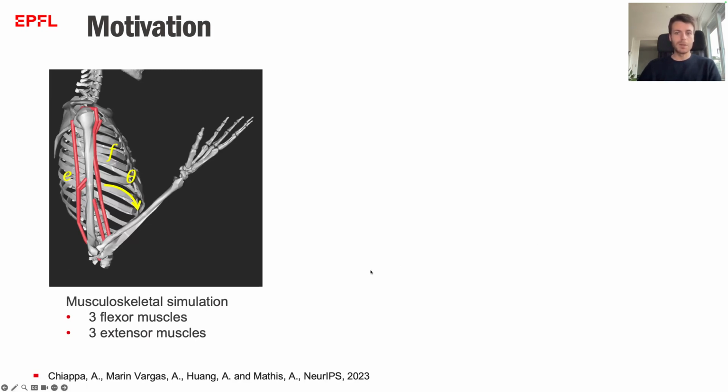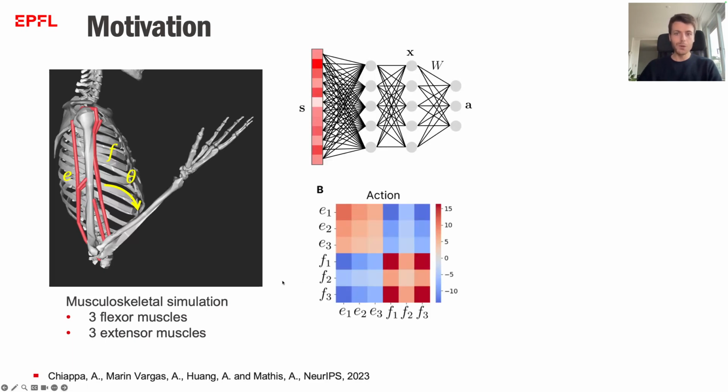Take, for example, a computational model of an elbow. This specific model features 3 flexor and 3 extensor muscles to control one single degree of freedom, the elbow angle. If we train a policy to reach a target angle, unsurprisingly we find that the flexor and the extensor groups need to be activated in a coordinated manner. In fact, the correlation matrix shows positive correlation within each group and negative correlation between groups.